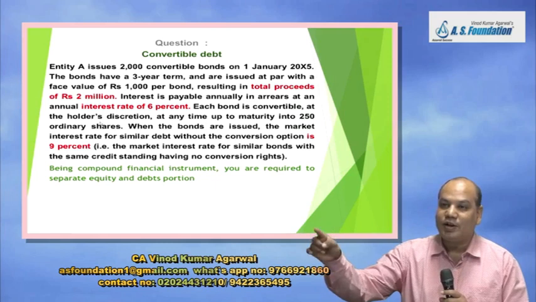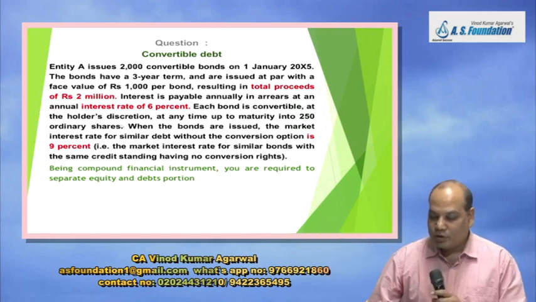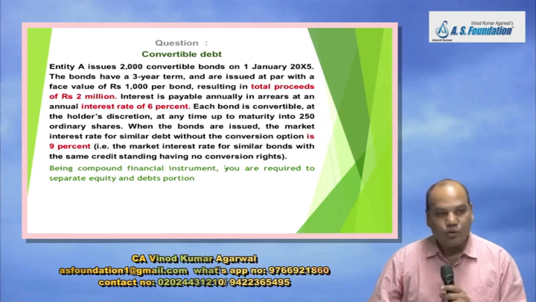So will you consider the redemption value also? Yes. At any time up to maturity into 250 ordinary shares. So a fixed number of shares will be issued. When the bonds are issued, the market interest rate for similar debt, but without conversion option, is 9%. So that we will call the market interest rate for similar bonds with the same credit standing, having no conversion rights. Being a compound financial instrument, you are asked to separate the debt and equity portion.